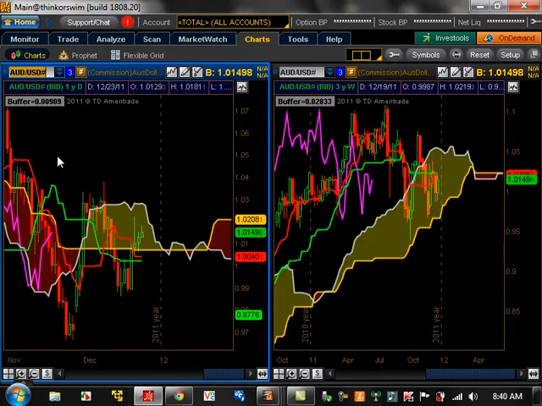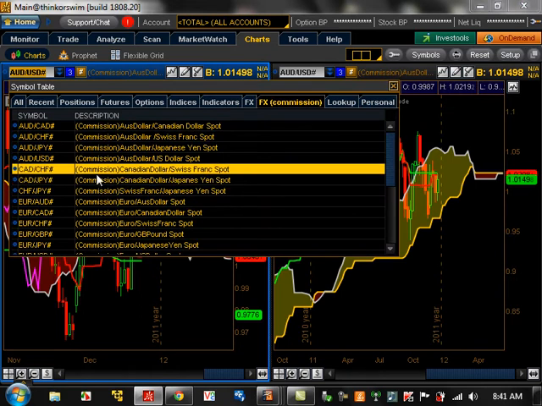Okay, Australian USD. There's nothing really going on on the Australian side. You could see on the weekly time frame it's basically consolidating. It's got to break below 9,500 to start a trend to the downside, and it's really got to break above 1.0400 to start a bullish trend.